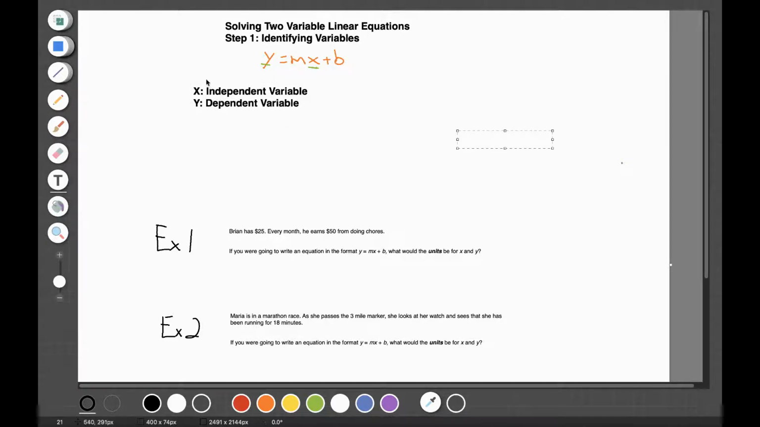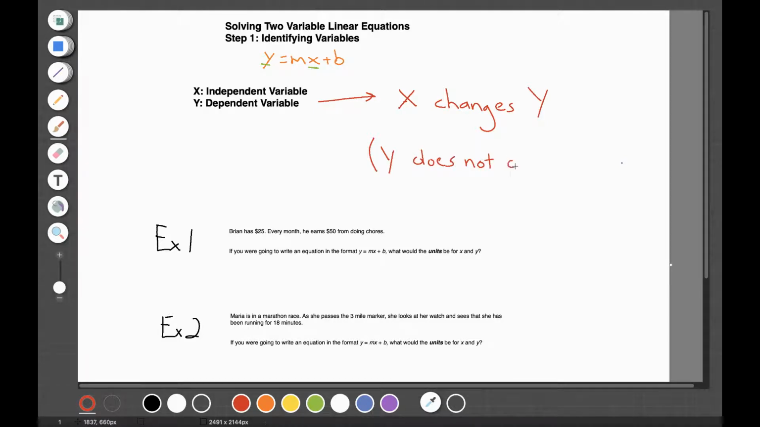Okay, well, what does that really mean? Independent and dependent. What do those words mean? Well, independent means it's by itself. Dependent means that it's depending on something else. So the y is dependent on your x. So what does this really mean? Well, in terms that are a little bit easier for us to understand, what this really means is that x changes our y. Our x variable, whatever it is, changes our y. And it also means that y does not change x.